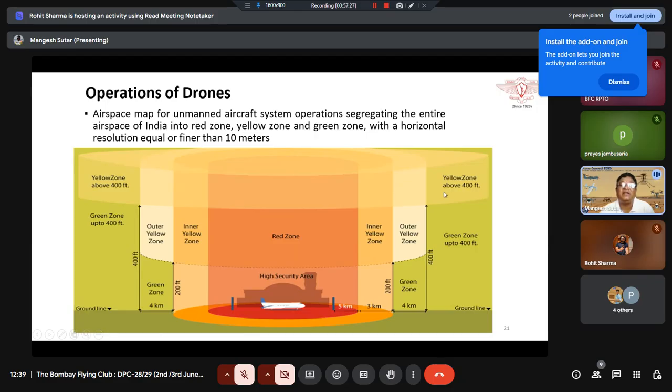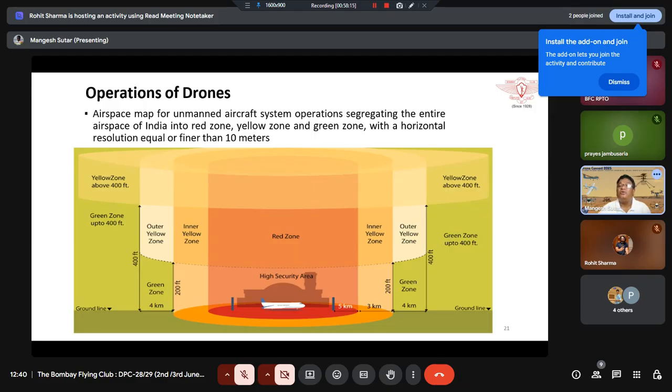Above 400 feet is completely yellow zone. This is completely restricted civilian airspace where you have to take permissions from the respective bodies, then only you can fly the drones. Outside 12 kilometers of your range is completely green zone, but that green zone has a limitation up to 400 feet only. Your green zone has an altitude limit of 400 feet. Within that limit only you can fly your drones. Beyond that it will be called yellow zone. So anything above 400 feet is all yellow zone. Beyond 12 kilometers from the restricted area or the red zone is your green zone, but you can fly only up to 400 feet. Above 400 feet it will cross into the yellow zone.